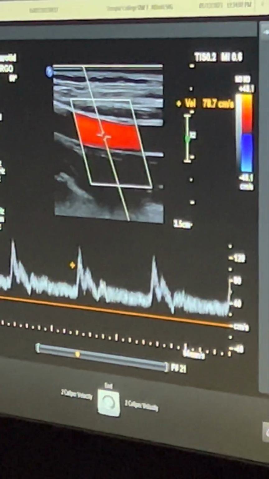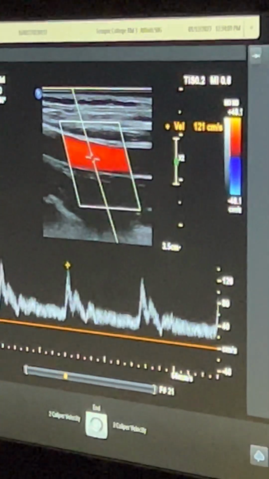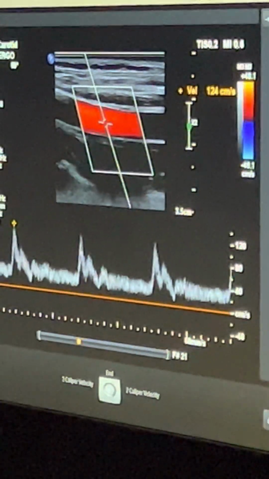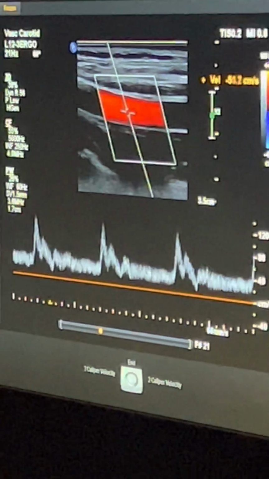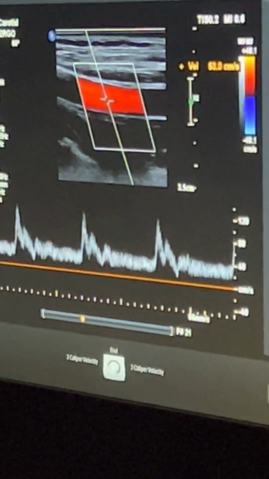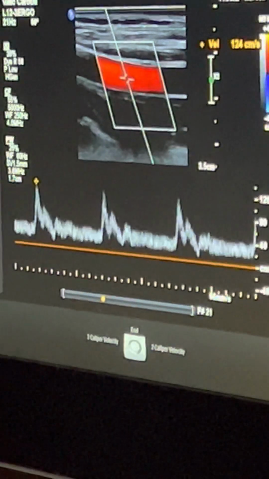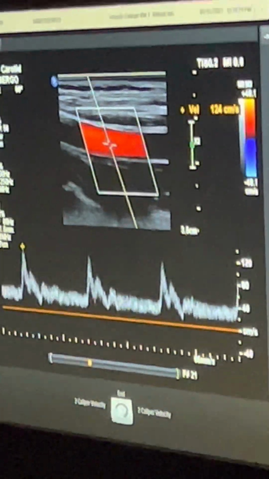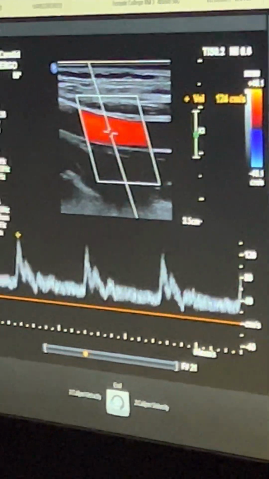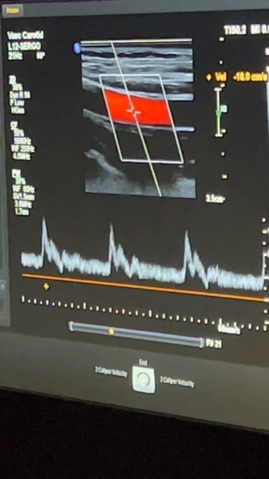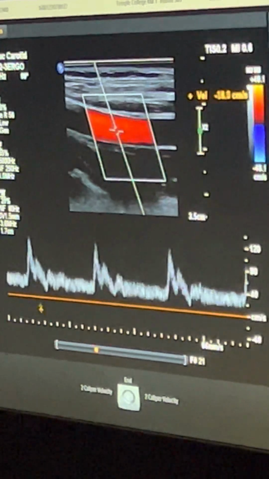So above the baseline is going towards the transducer. If it's below the baseline, it's going away from the transducer. And seeing as how we're imaging her carotids, we want it going towards my transducer, because it's going towards her brain. So when I adjusted that, you want to see enough here so I don't see any aliasing or any bidirectional flow.